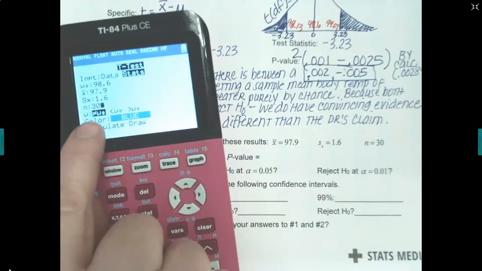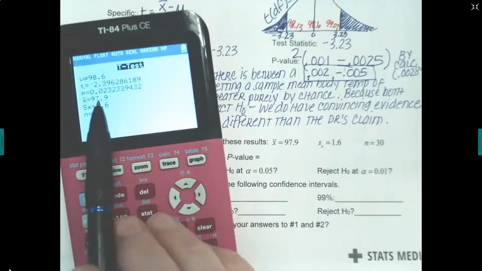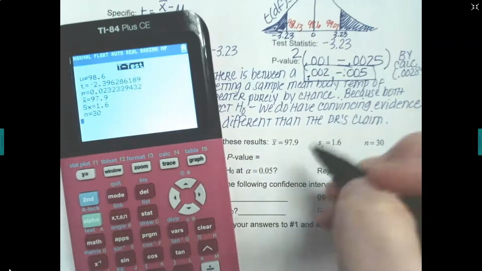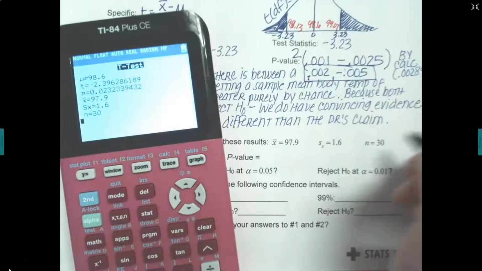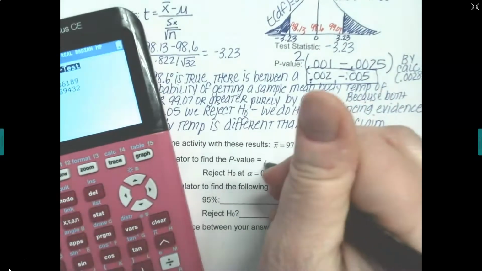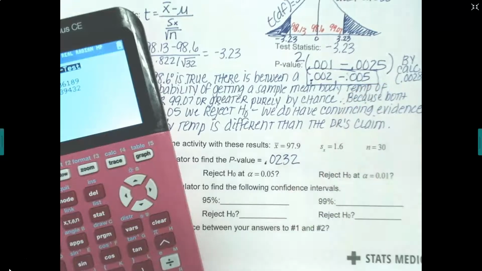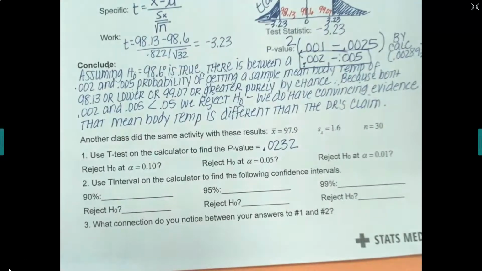They're still going to use the two-sided test because we're just saying, is it different? We're just seeing how they compare to ours. And we're going to calculate. So they had a t-score of negative 2.39 and a p-value of 0.0232. That's probably enough decimal places to give us a good idea.